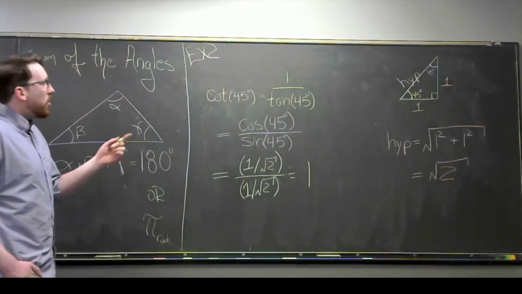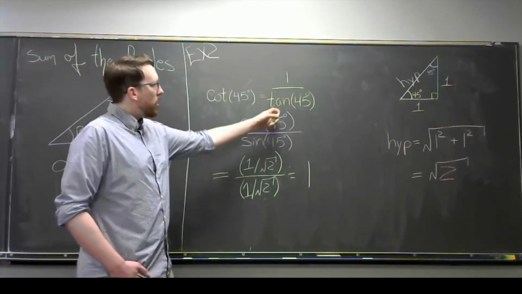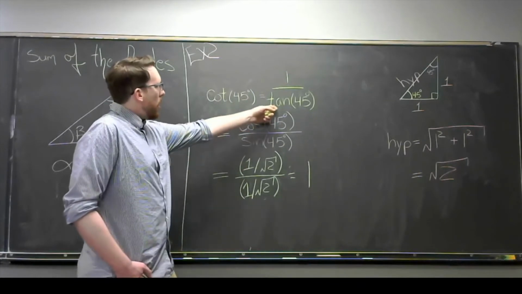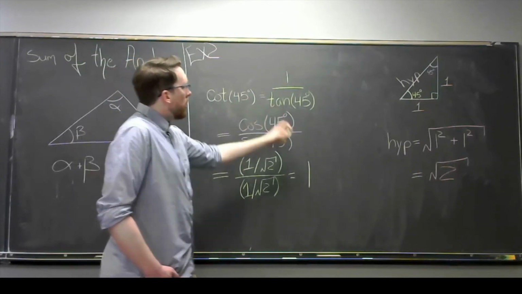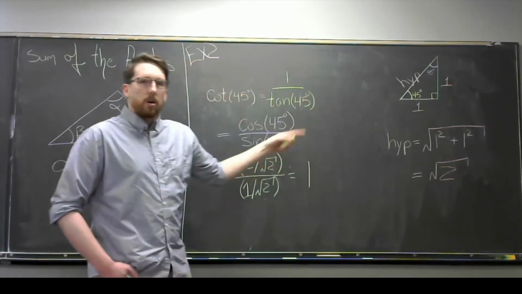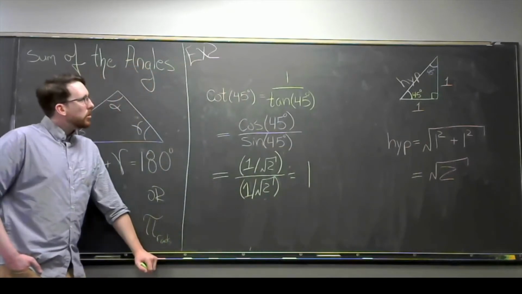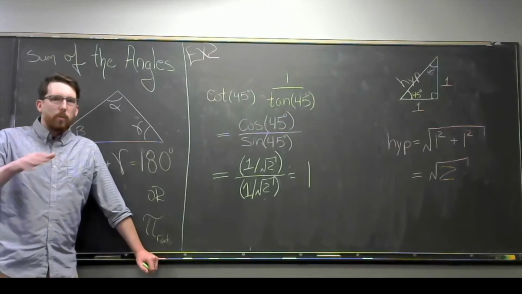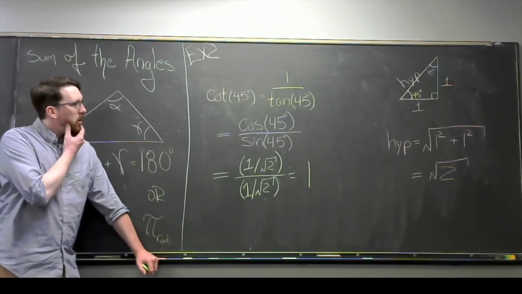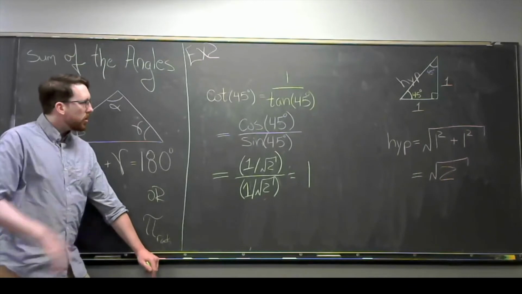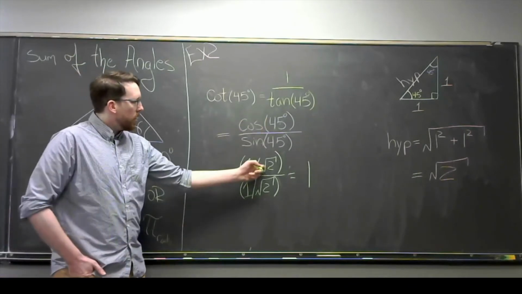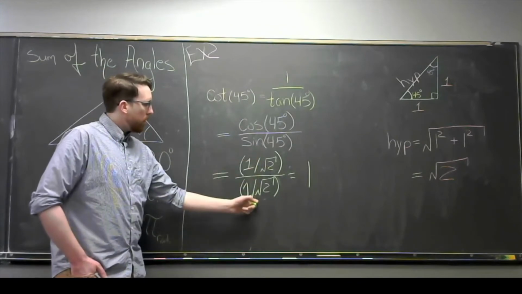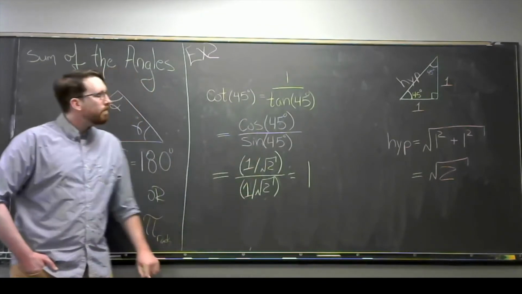Now some of you may have noticed right away that I had made this a little bit more difficult than what it needed to be. We could have said, all right, since that's 1 over tangent, this is going to be the adjacent over the hypotenuse. But I wanted to expand it out a little bit more than what was needed. And the reason why I wanted to do that is just to show that cosine is equal to 1 over square root of 2, and sine is equal to 1 over square root of 2.